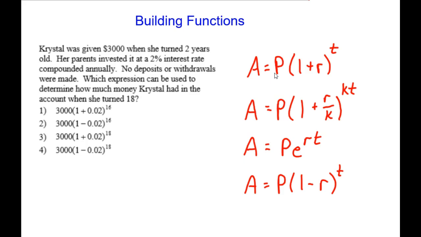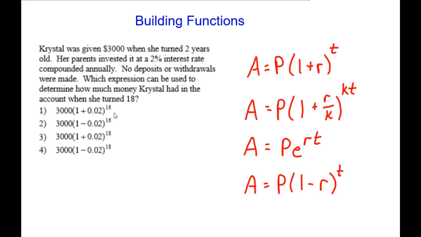P represents the principal amount, r represents our interest rate converted to a decimal, and then t represents the number of years. So we know our principal amount is 3,000, which all of these equations have. We're going to be adding, so that narrows it down to equations 1 or 3. And our rate is 0.02, if we move 2%, 2 decimal places, 0.02. So the only difference in equation 1 and equation 3 is our exponent, the number of years.